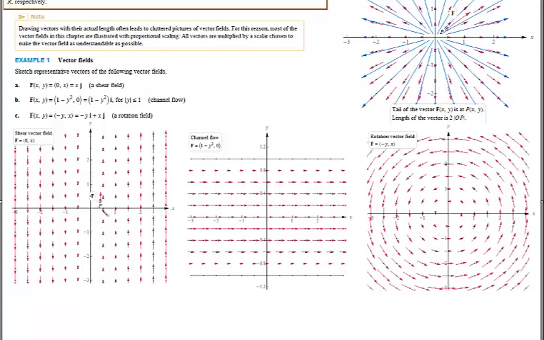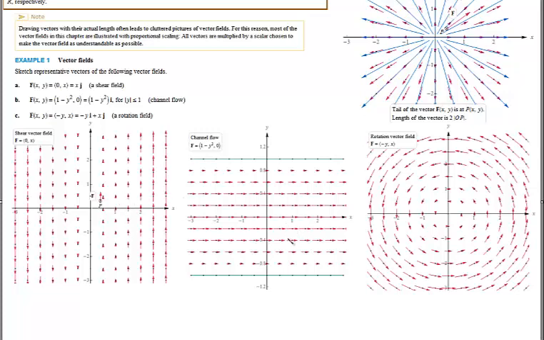Note that the positive x's are all headed up with increasing length of vector, and the negative x values are all going down with an increasing length in vector because the magnitude is getting larger. We call this a shear field.